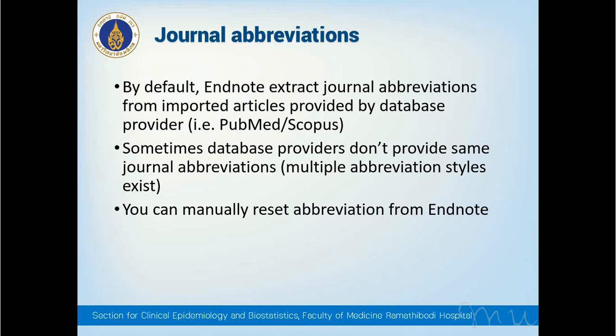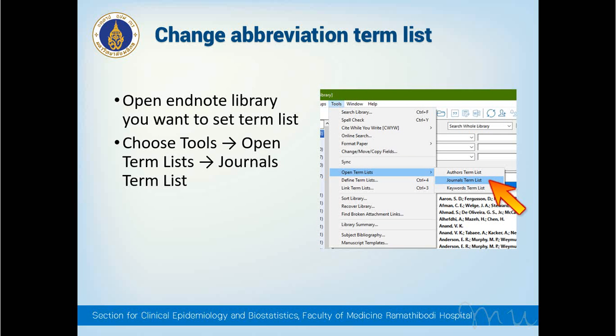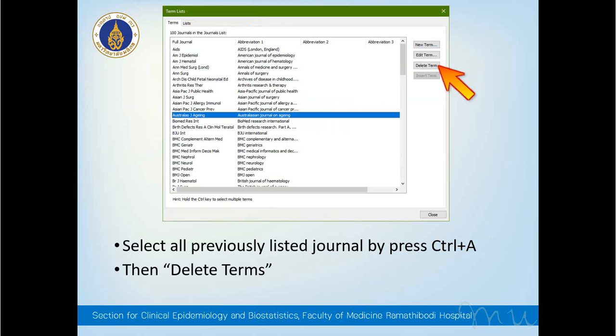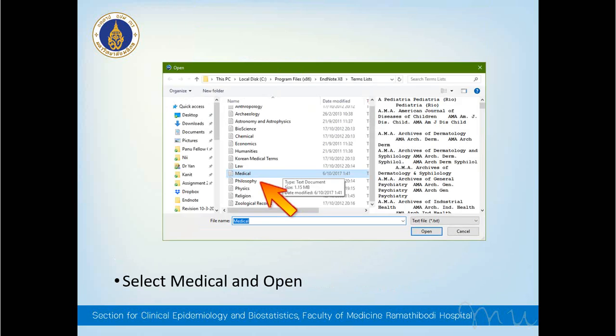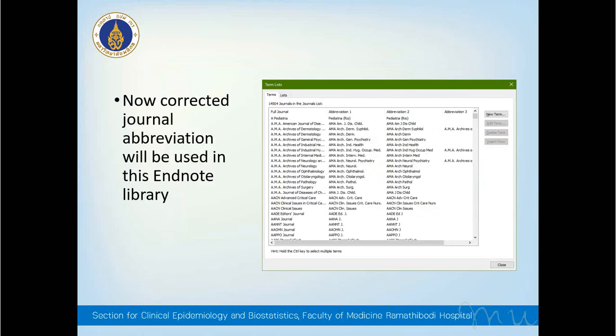Okay, and these are the journal abbreviations that I talked about before. You can manually edit the abbreviations for that library by going to the Tools menu and then opening the term lists and journal terms list. Then you need to replace the items that EndNote is getting from the database with the file that you import into the list there. Okay.